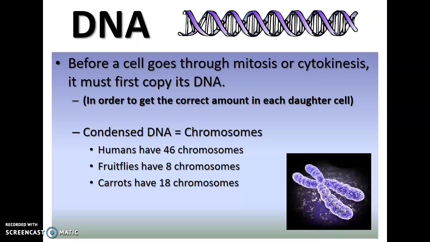So fruit flies have 8 chromosomes, carrots have 18. We are not organisms that have the most chromosomes. I think dogs have more than us, maybe 78. Don't hold me to that number, but again, the number of chromosomes doesn't necessarily determine the complexity of the organism. But yeah, we have 46 or 23 pairs.